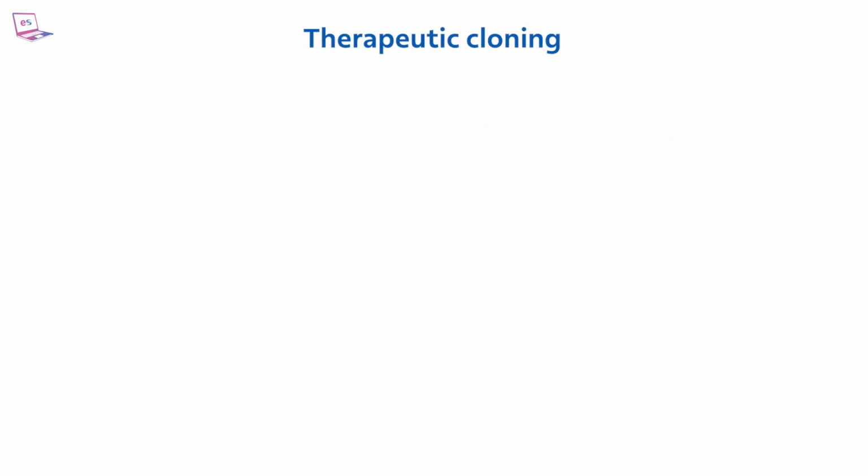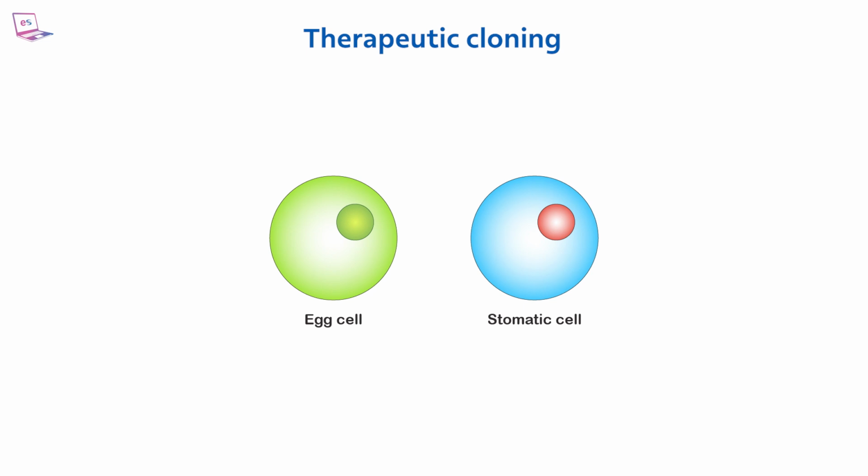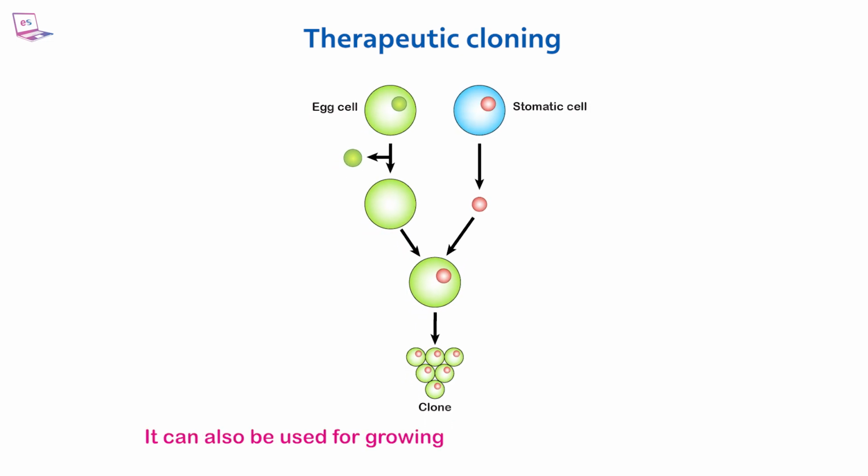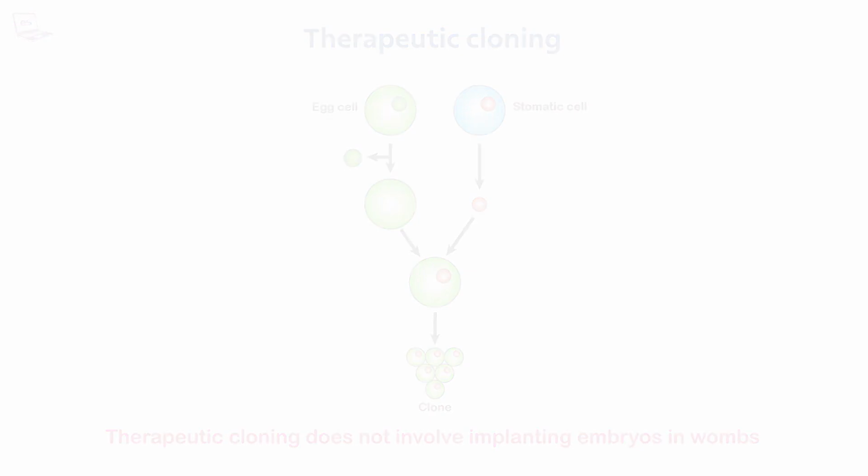Therapeutic cloning. Therapeutic cloning involves extracting stem cells from cloned embryos without ever implanting them in a womb. It is also called somatic cell nuclear transfer. This type of cloning produces stem cells with identical genes to the patient, making them suitable for medical treatments. It can also be used for growing new organs and transplants. Therapeutic cloning does not involve implanting embryos in wombs.